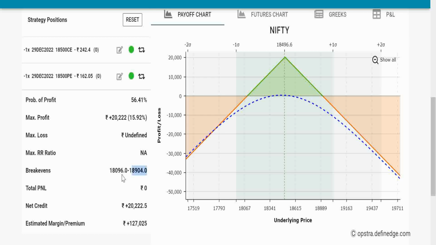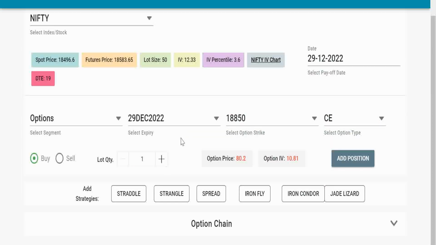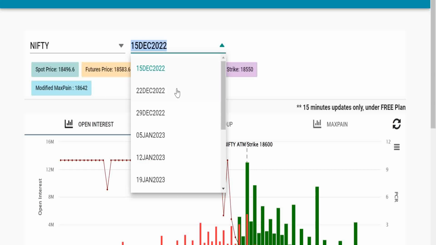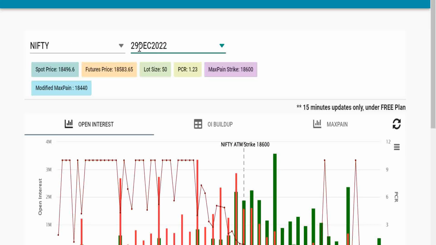Most of the time, the market is going to stay between these levels. In case you think the market may go to the upper side, let's say the spot price is now 18,500. What I'm going to do is look at the open interest for this month's expiry. I have chosen the 29th December expiry. So I'm going to see the open interest for that particular month. Go to open interest and choose the expiry. For Nifty, the expiry is 29th December.